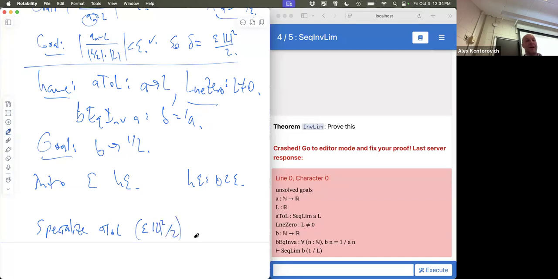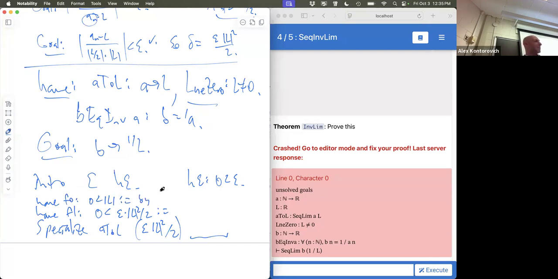Epsilon L squared over 2. Okay, then I need a proof that that's positive. So let's call that have F1. F1 is a proof that epsilon times L squared over 2 is positive. That's going to need one more fact, namely that L is positive in absolute value. So maybe this is have F0, that L is positive in absolute value. We know that because L is not 0.